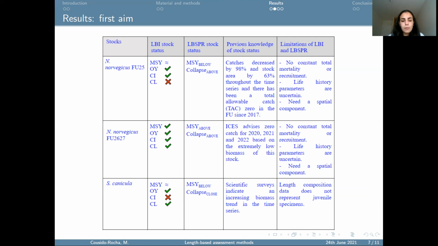On the other hand, we also applied LBI and LBSPR methods for lesser spotted dogfish, and we can see that the LBSPR results are not consistent with previous knowledge, whereas the LBI results are consistent with previous knowledge except for the incorrect conservation of immature individuals. One problem in this stock is that the landings composition data do not represent juvenile specimens.